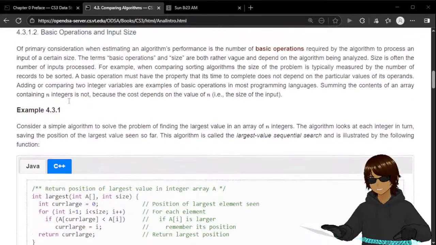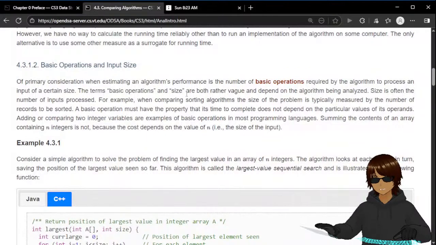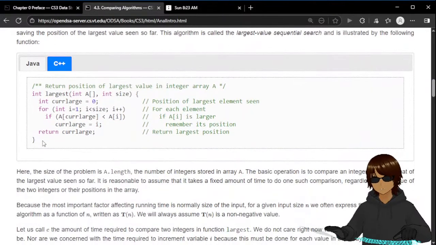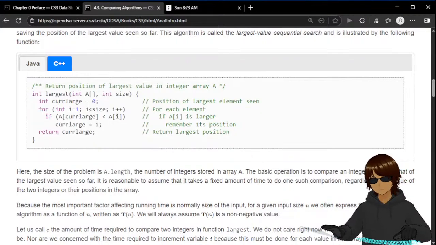Yeah, so I was reading about an example of basic operation. Here they have a function about sorting an array. The current largest is index 0, and for index from 1 all the way through the rest of the size, if the element in the current largest position is smaller than the current element, then the current largest is set to the new index.